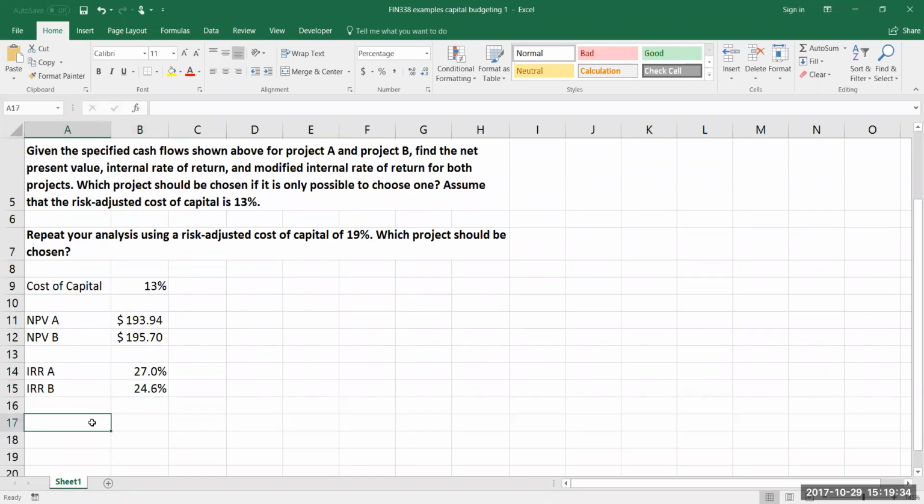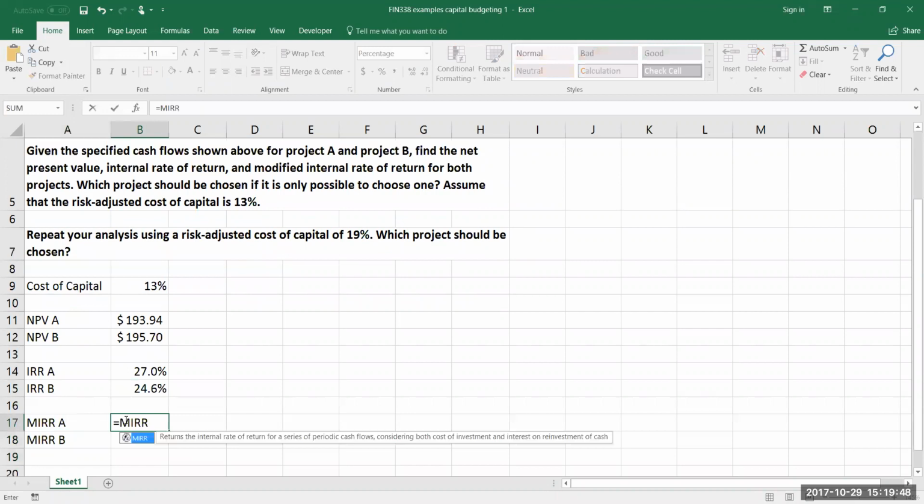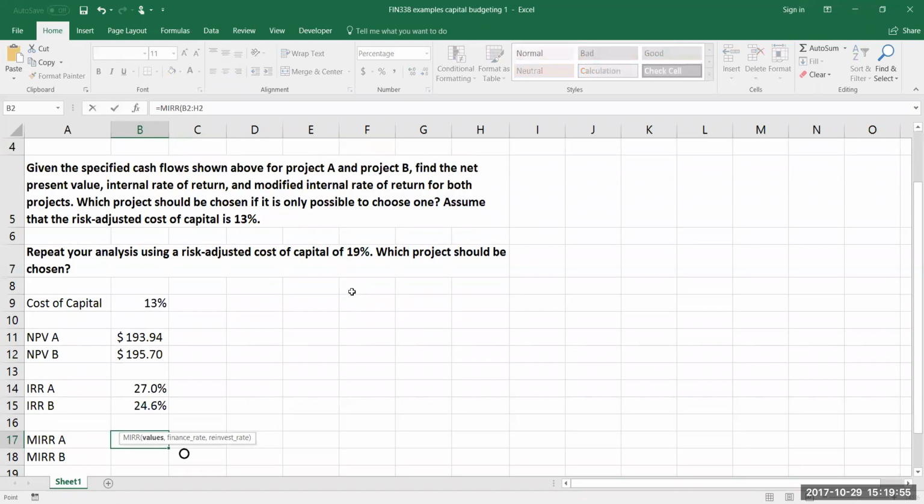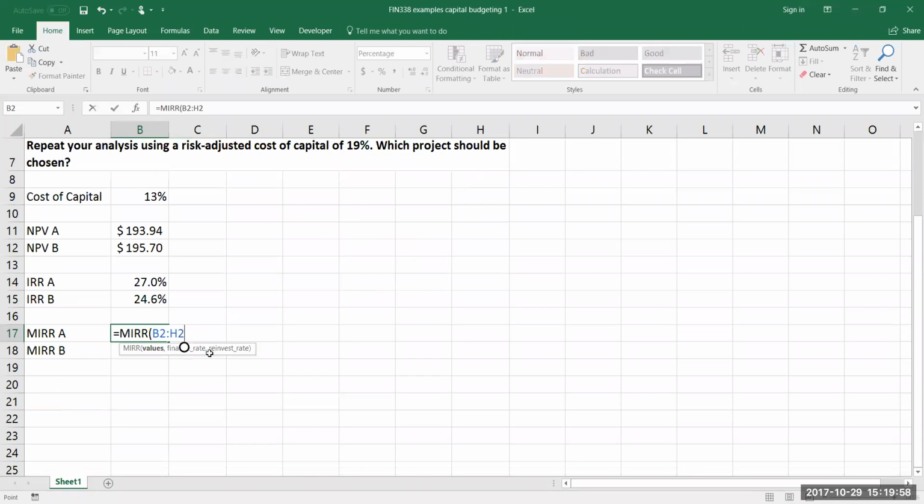Well, now let's calculate the MIRR. So the MIRR for A and the MIRR for B. So as you might guess at this point, the formula is MIRR, open parentheses. It asks for values, so we'll come up here, we'll highlight all the values. Then we have a comma, and it asks for a finance rate. So this is your risk-adjusted cost of capital. So we are going to select our cost of capital figure there.